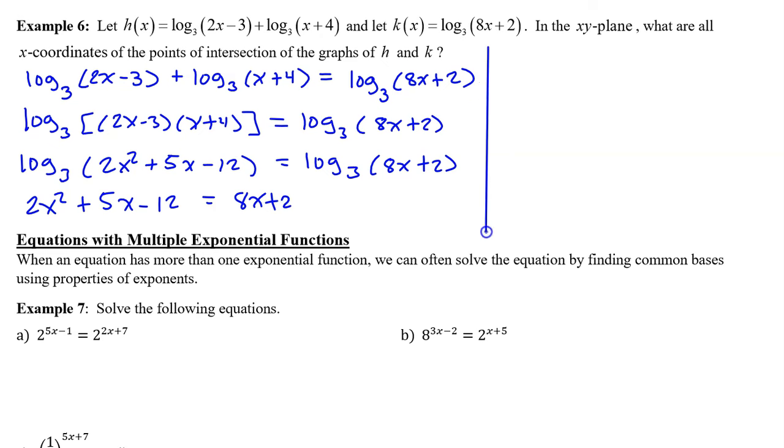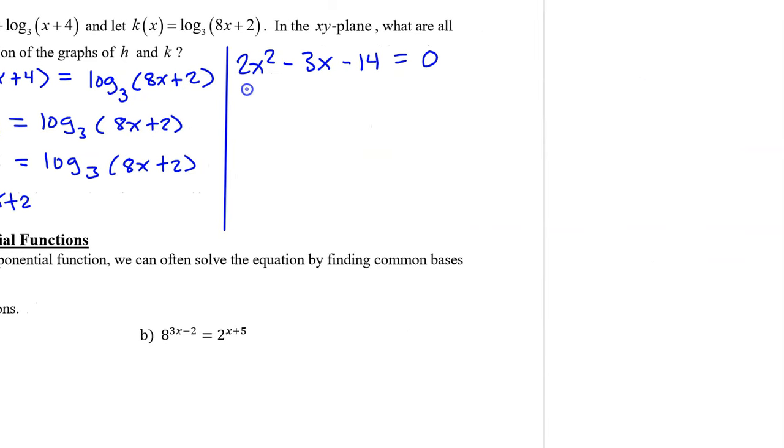Let us get 0 on one side. So I'm going to bring down my 2x squared, but let's subtract 8x from both sides. So that will give us a negative 3x on the left. And let's subtract 2 from both sides. So we will have minus 14 on the left. Equals 0. Hopefully this will factor, because I really do not feel like doing the quadratic formula today. But hey, if we have to do it, we have to do it. The first term will only factor as 2x times x.